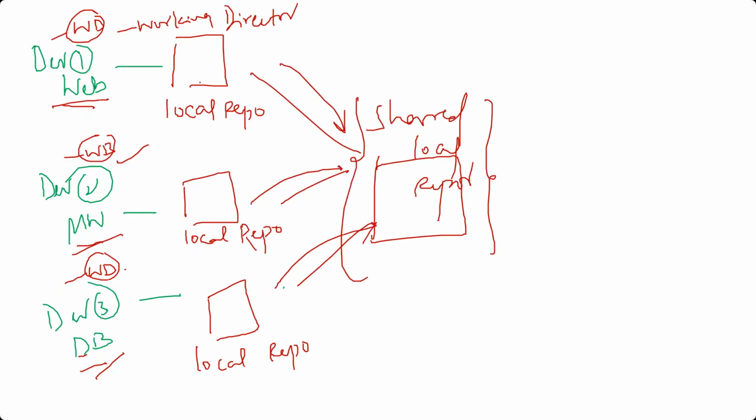Okay. So when they perform these activities, they will get to see what the differences are between version 1 and version 2. Now the developer from the DB team can decide which version he needs to pick, which change he needs to consider while pulling the file from the local repo.